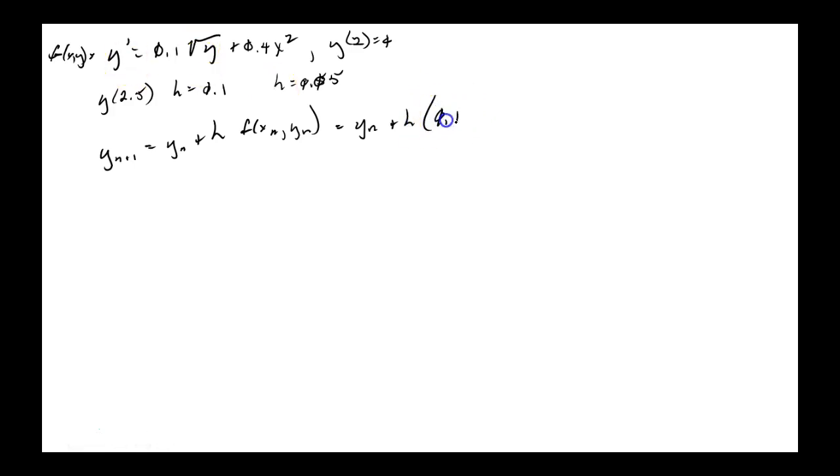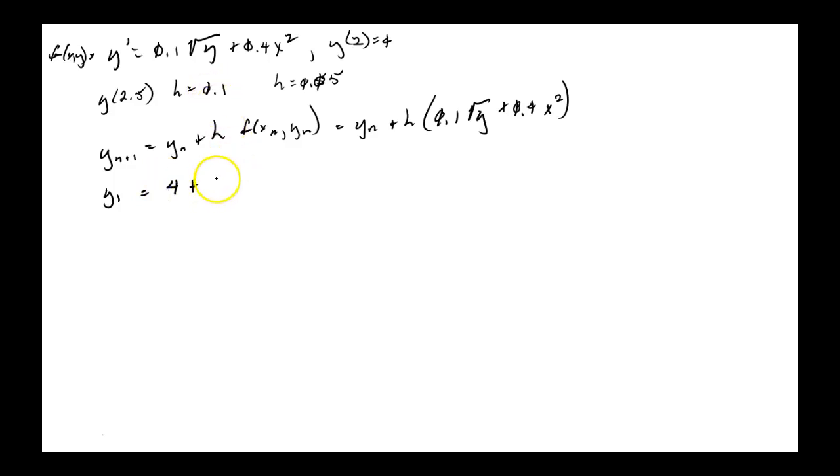0.1 times the square root of y plus 0.4 x squared. Okay. Now, let's do y sub 1. H is 0.1 to begin with. One thing sort of bugs me about this, and I'll let you know that really soon. Okay? Y sub 1 will be y sub 0, which happens to be 4, right?